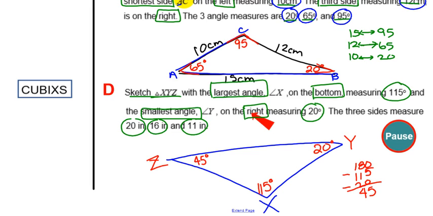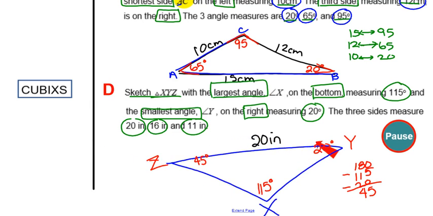Then I start thinking about my sides. It says the three sides measure 20, 16, and 11. Let's start with the biggest side, and I know that the biggest side has to be opposite the biggest angle, so 115 is my biggest angle. So up here on the top is where I'm going to put my largest side, and that's where I'm going to put my 20 inches.